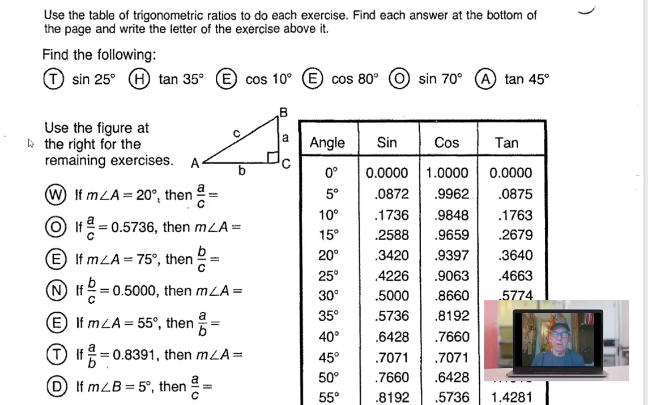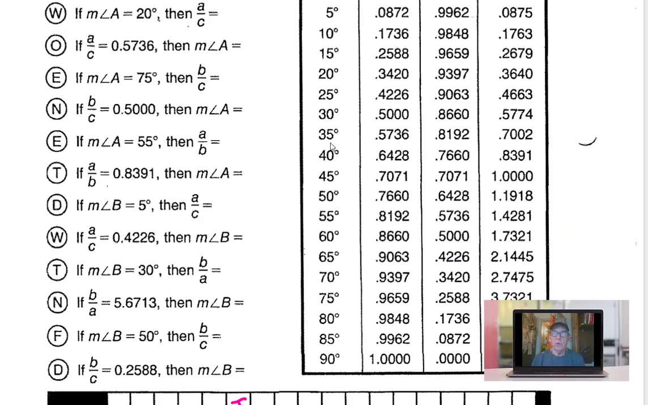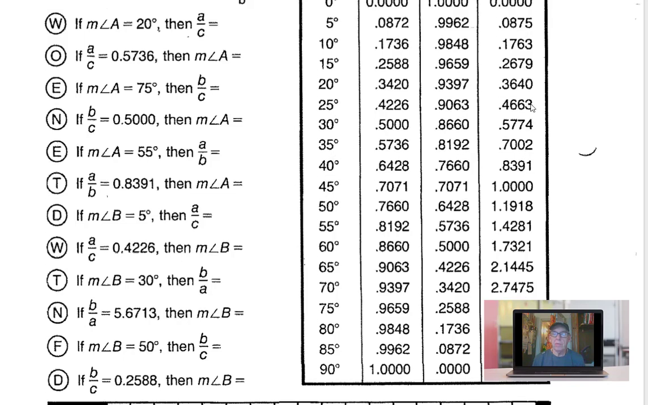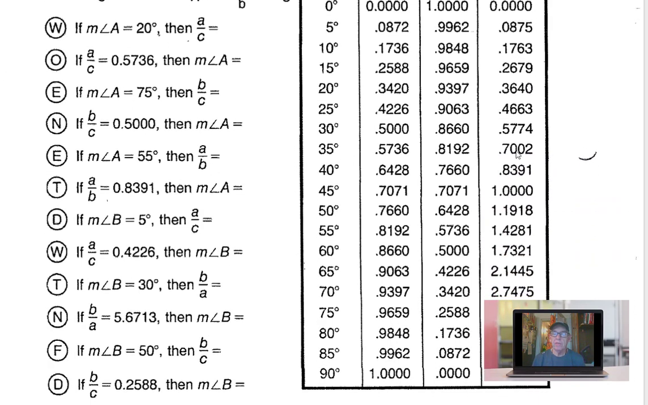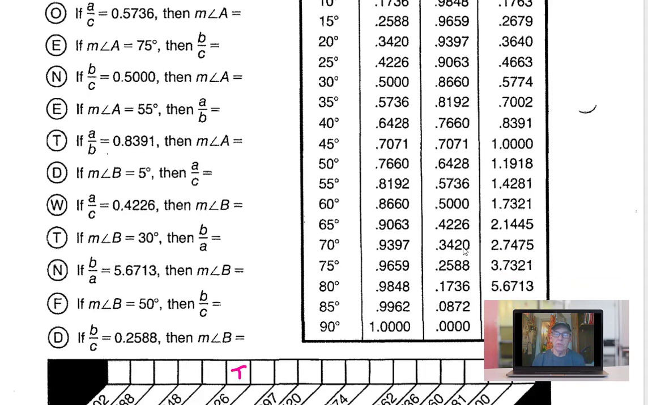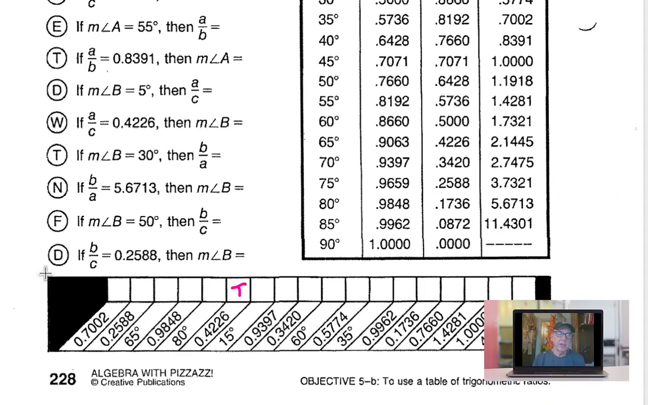Tangent 35 is H. So 35, tangent column, last column over, 7002. So 7002 takes on an H. H goes there.